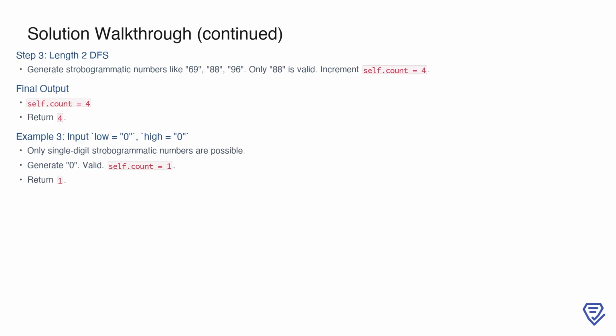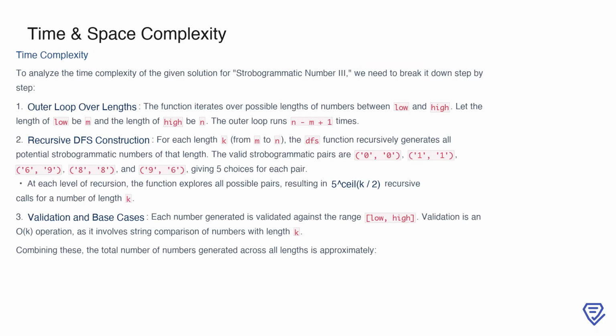To analyze the time complexity of the solution for strobogrammatic number 3, we begin by breaking it down into its key components. First, the function iterates over all possible lengths of numbers between the given low and high. If the length of low is m and the length of high is n, the outer loop will execute n - m + 1 times. Next, for each specific length k in this range, the solution uses a recursive depth-first search to construct all potential strobogrammatic numbers of that length.